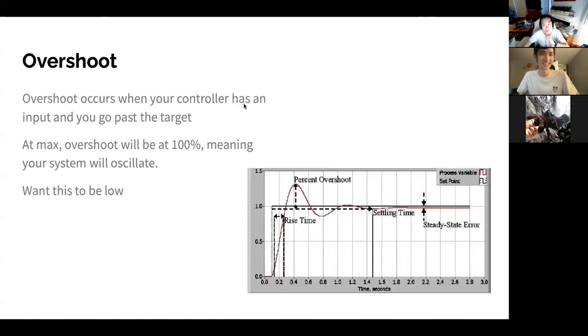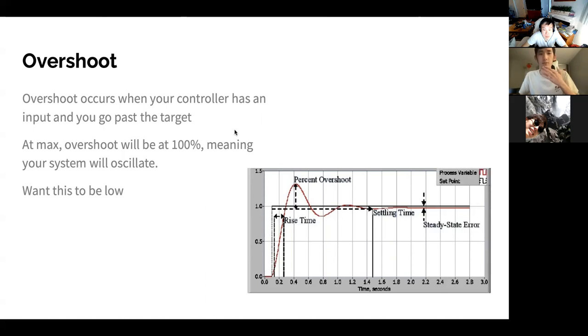Overshoot. This is the reason why you can't do that. Overshoot occurs when your controller has an input and you go past the target. And like John said, imagine if you had this infinite power motor, it would accelerate your drone to go back to axis. But then when it's at 0, it'll stop adding anything. But you still have this angular momentum going, and then you'll overshoot. So this occurs when you go past the target that you want.